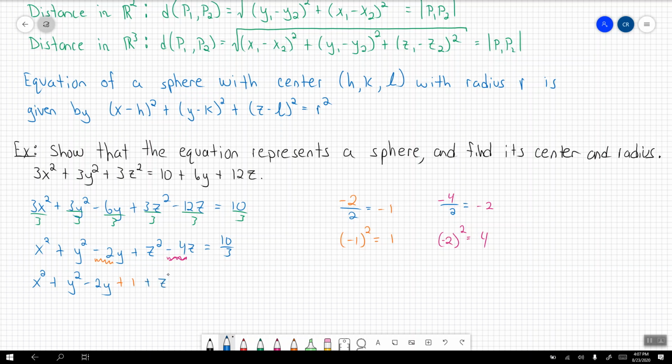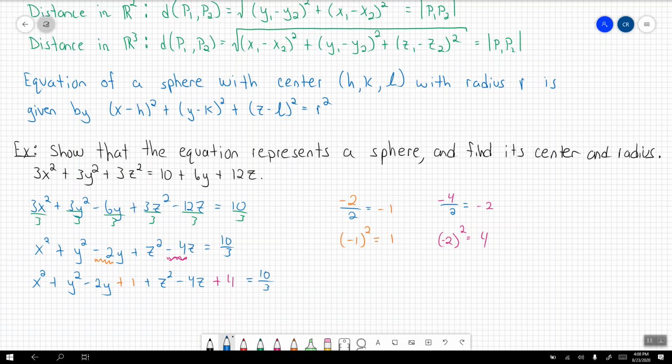Then I'm going to have plus z squared minus 4z. Again, insert that new term, so plus 4. Here we go, plus 4 equals, on the right-hand side, we got 10/3.